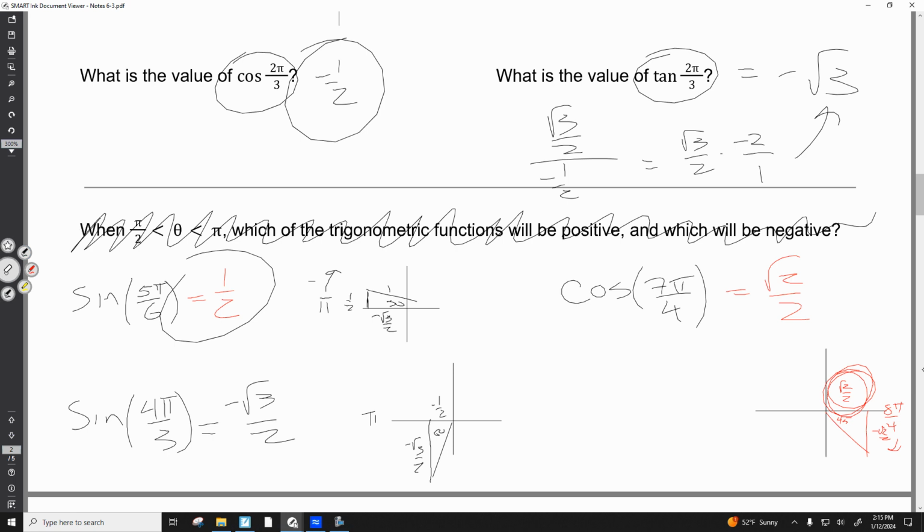All right, rapid fire. Now, everybody needs to write down something because not even I do this in my head very well. What's the tangent of 11 pi over 6?